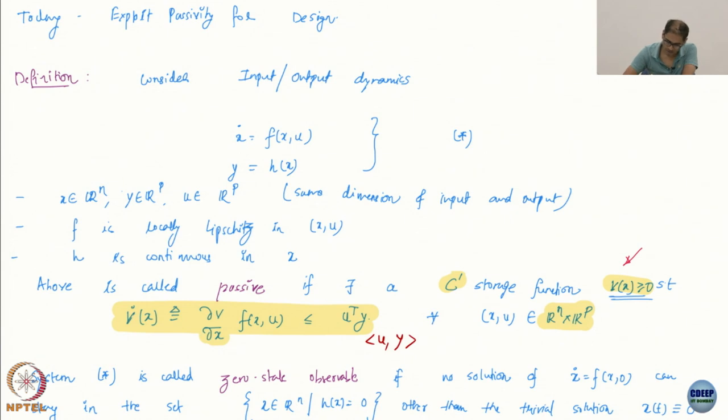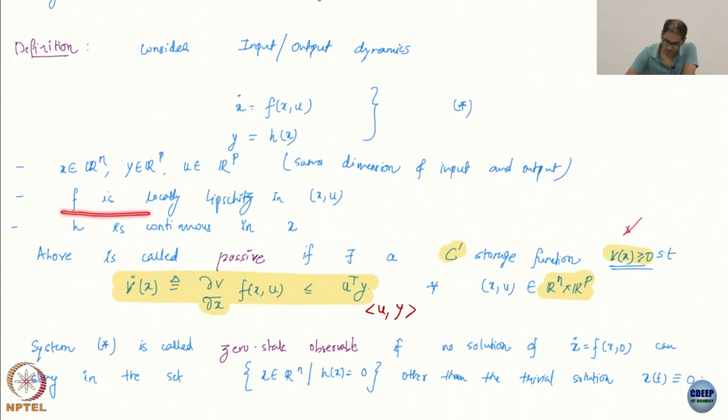Notice that we are assuming that the output and input are the same dimension. This is also a requirement; there may be more generic versions, but this is the more established version. Typically the dimension is less than the number of states, since your number of actuators will be less than the number of states. It will be unusual if you have more, then they are over actuated systems. Of course, the standard assumption is that f is locally Lipschitz and h is continuous.